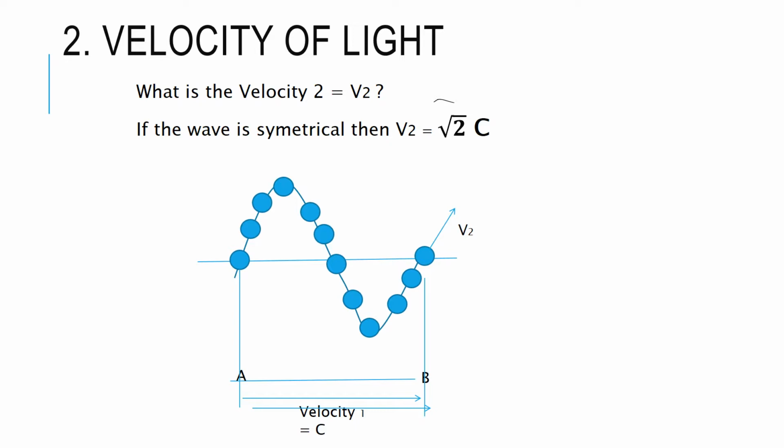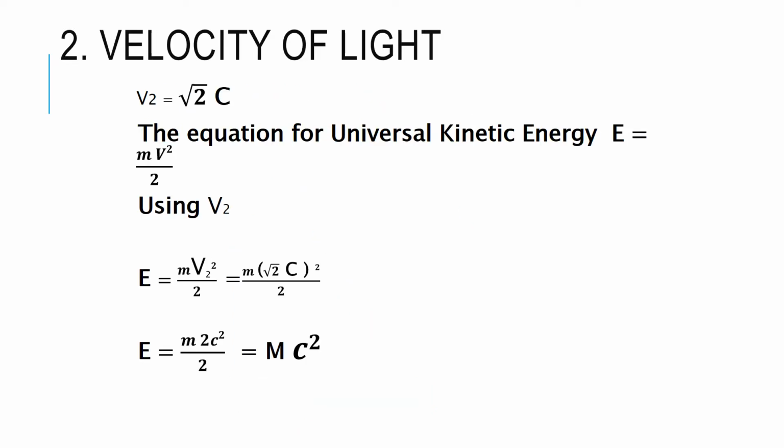And then basically, if you insert the √2c into the normal universal kinetic energy equation, you have m times (√2c) squared divided by 2. Then you have 2 and 2 that cancel each other out, and then you have mc². So that's pretty simple. There's no mystery to this whole thing. Mass is not some weird form of energy. Mass is mass. And I'll do something on that later.